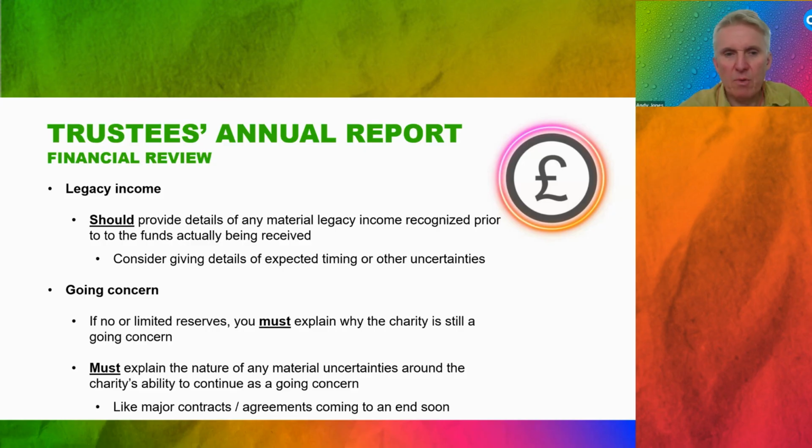And then it's also really important to explain any material uncertainties around the charity's ability to continue as a going concern. So this can be things like major contracts. Again, if a core part of your funding is a contract with government or a local authority to deliver services, and that contract is up for renewal in the next 6 months from the reporting date, there is an uncertainty around that, or potentially an uncertainty. So again, really important that you're providing the detail around that as part of that going concern narrative.